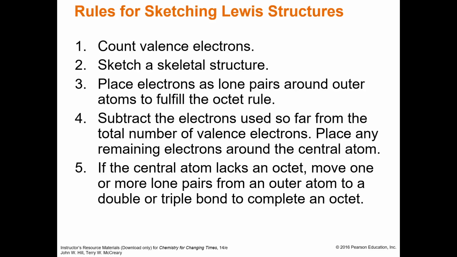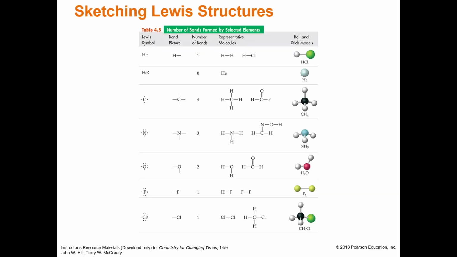Step 5 is if the central atom lacks an octet, you will then move lone pairs from an outer atom into double or even triple bonds to complete that octet on the central atom. Okay, now here are some examples of these that you can see. I'm actually going to post separate videos just to show you how to work them out, because it does not work well for me to try to do this on the PowerPoints. It just doesn't work out, okay?